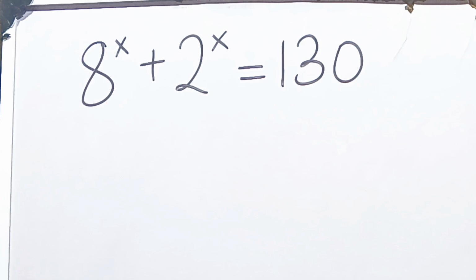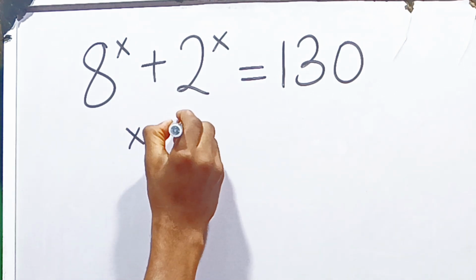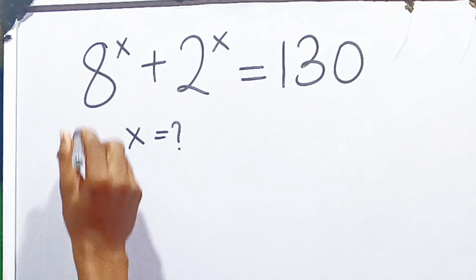Let's solve this question together. It says 8 raised to the power x plus 2 raised to the power x equals 130. We can't solve for the value of x directly in this question, alright? Now the first thing we can do here is to say that 8 is 2 cubed.